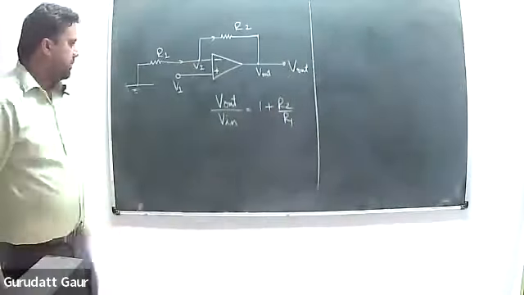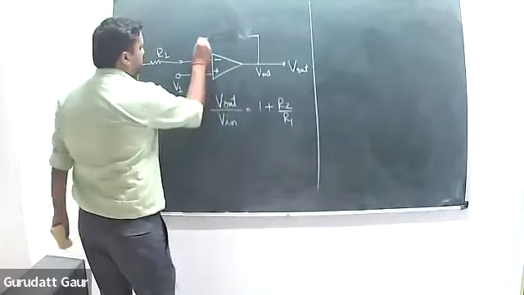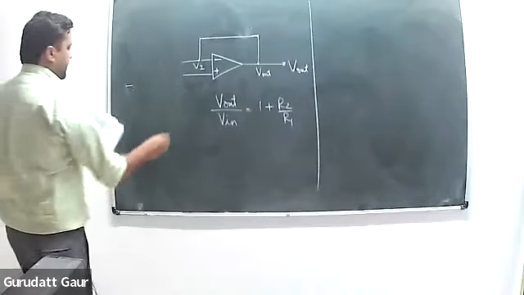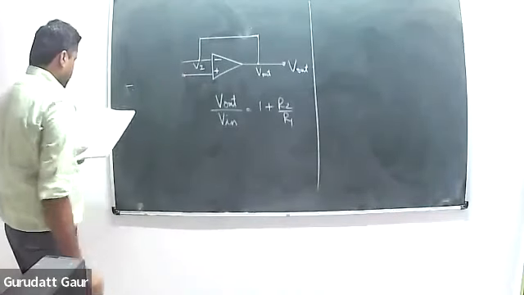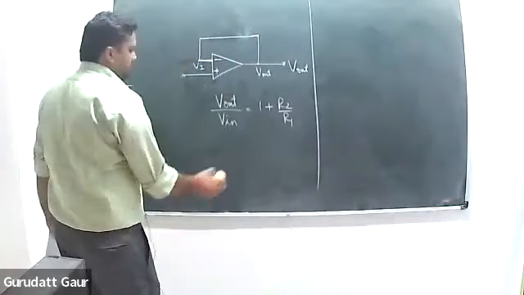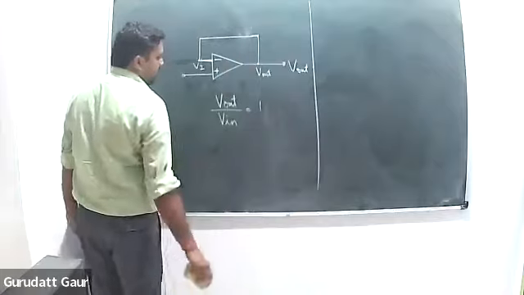Now, you were talking about buffer. Buffer is this. Just simply short it. Sorry, non-inverting. Yes, this is negative feedback and non-inverting. Your input is here, and this you have shorted. So this will become this, right? This is the buffer. So in this case, the gain will come out to be 1, right?